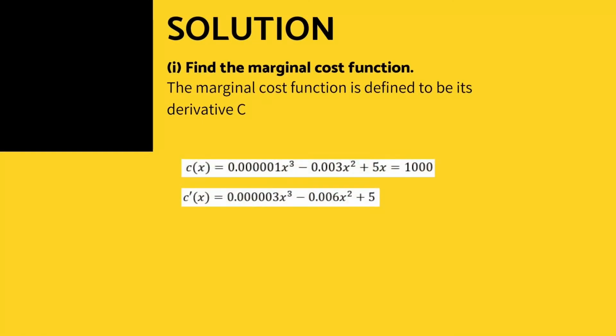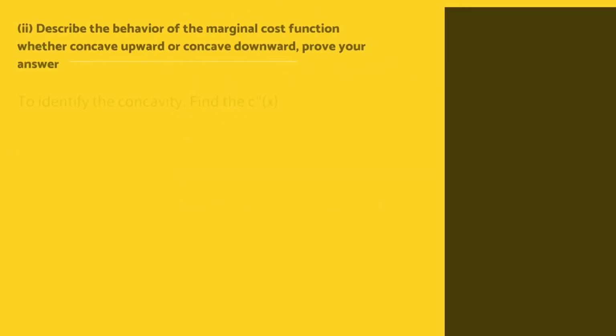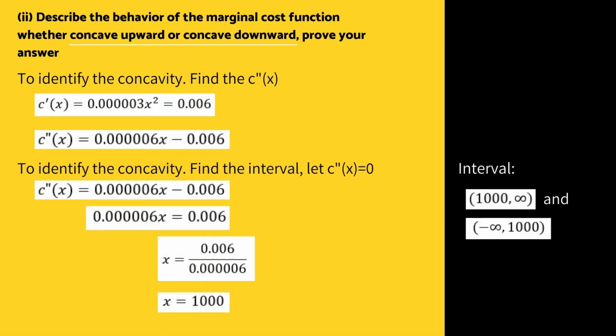Solution. Find the marginal cost function. To find the marginal cost function, we need to find the derivative of the cost function, using the same method as the previous question, the power rule. So the answer is 0.000003x squared minus 0.006x plus 5.